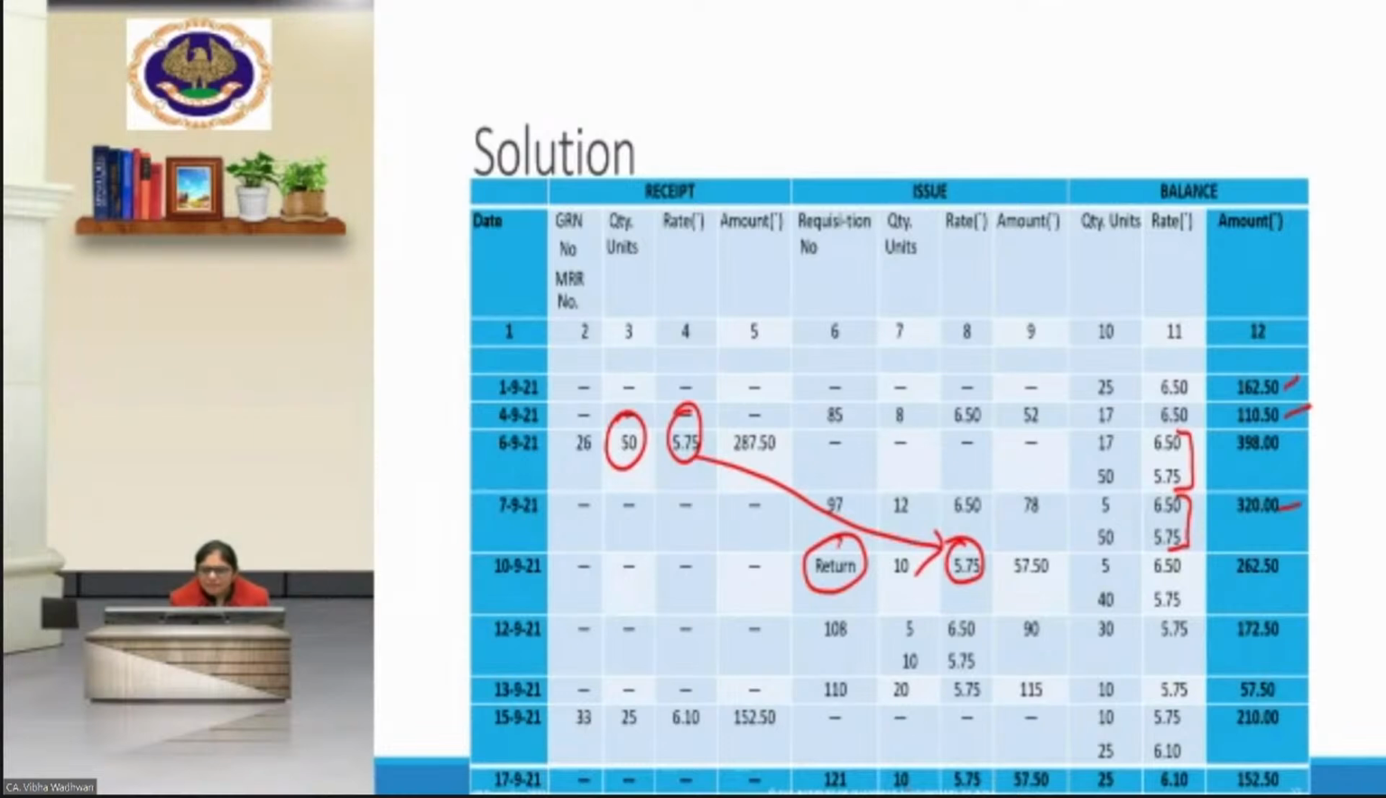And yes, the balance of the issues and then the new purchase. Clear? So there are the normal issues. Normal issues are happening under the FIFO method. Then again, a new purchase and again, another issue.